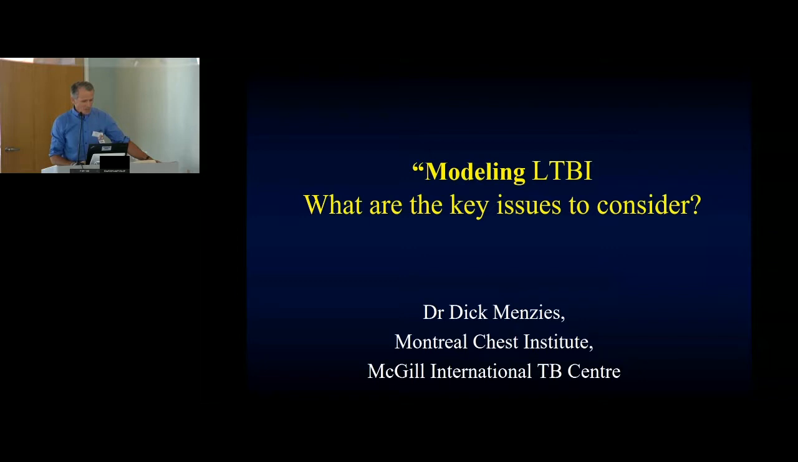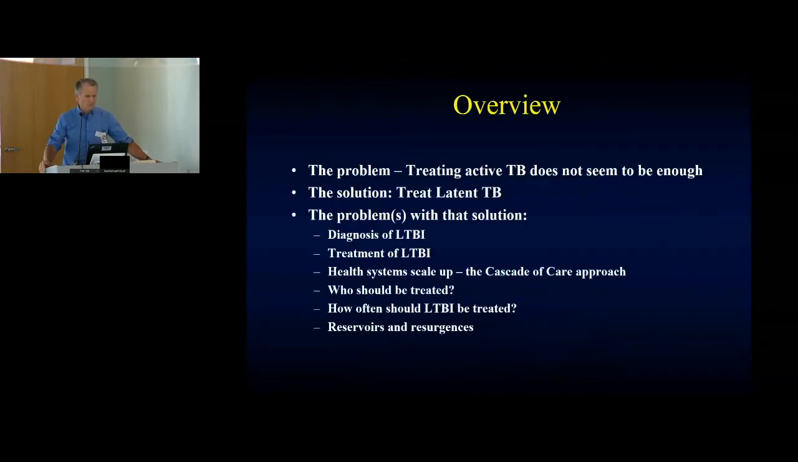But here we go. As an overview, the problem is that treating active TB doesn't seem to be enough to eliminate or reduce TB. The solution, everyone seems to think, is treating latent TB. What are some of the problems related to that? There's the diagnosis, the treatment, the health system scale-up, which I'll talk about as the cascade of care. There's also who should be treated and how often. And I'm going to finish by talking a little bit about reservoirs and resurgence, because when we talk about treating latent TB, you have to treat every last latent bacterium in the population.